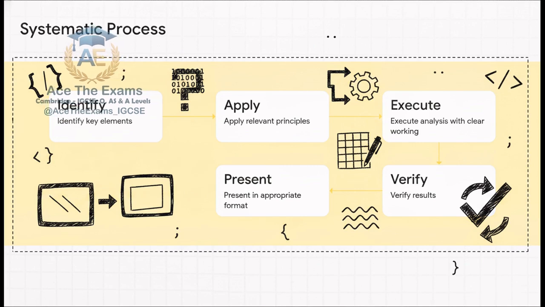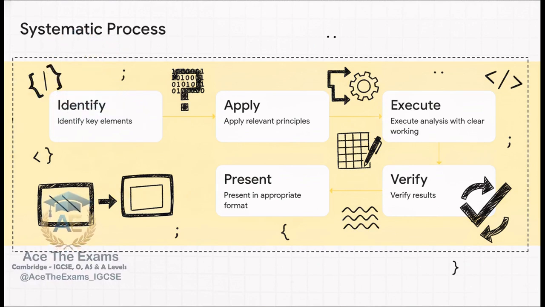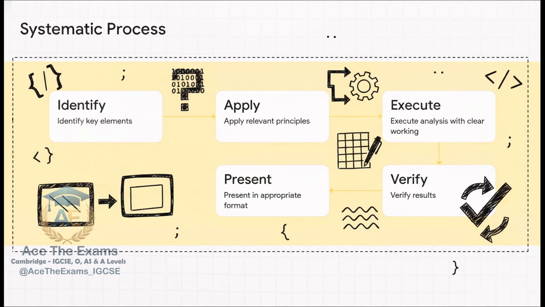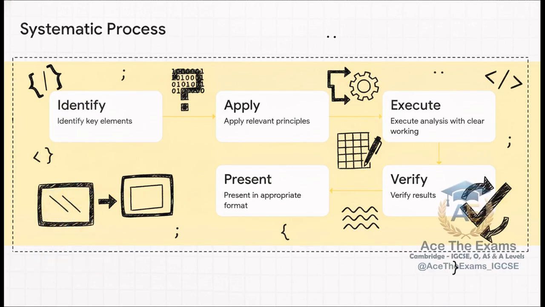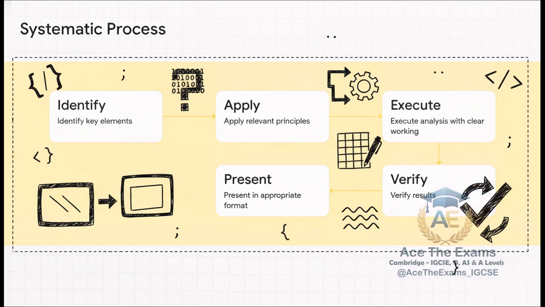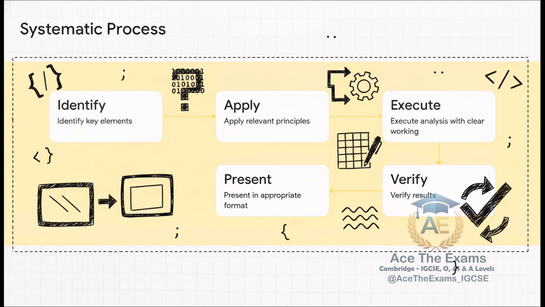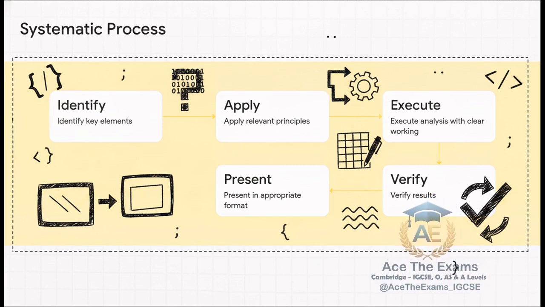Step 4, verify results. Does the final output actually make sense within the context of the scenario? Step 5, present format. This is where you formalize your answer. If our friends Alex and Sam had used this 5-step blueprint, their answers would transform instantly. Alex wouldn't be brain-dumping facts. They'd be targeting specific elements. Sam wouldn't be rushing. They'd be executing with clear working. It turns chaos into a structured, systematic approach to every single question.